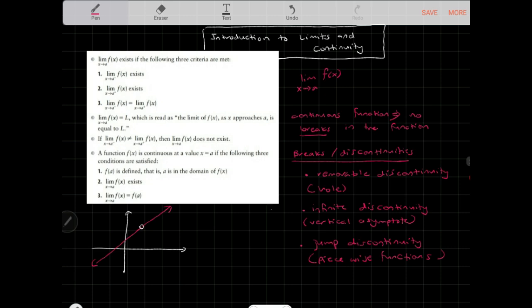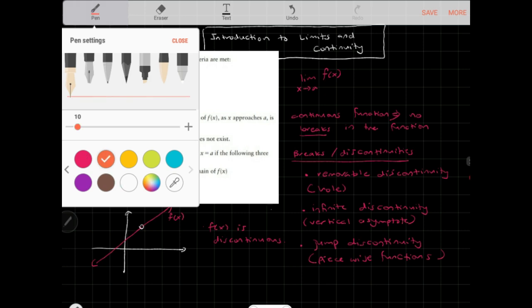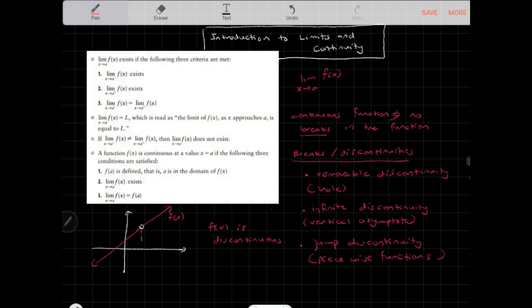Whenever you have a discontinuity in a function, then you can say that this function, let's call this guy f of x, is discontinuous, right? And it just takes one break in the function to make it discontinuous, right? And let's say that this function is discontinuous at a certain point. Let's call this a, and let's call this f of a or something. Okay, so it's discontinuous at this point, right? So this is an example of a removable discontinuity called a hole.